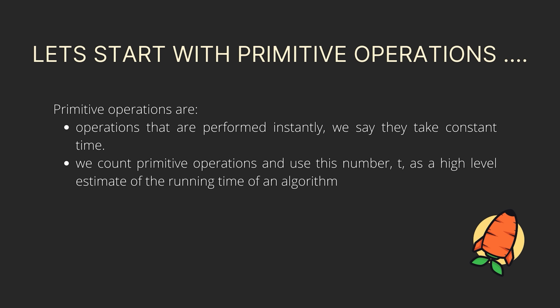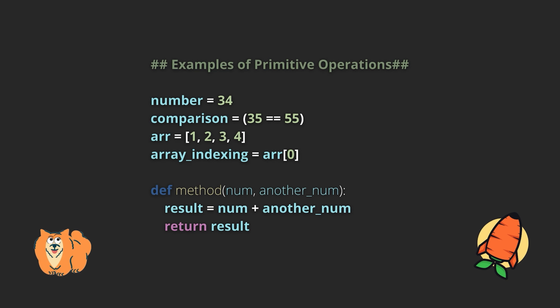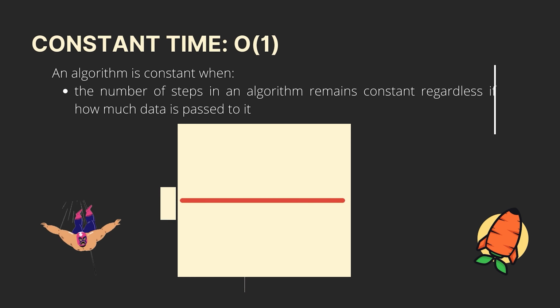Let's have a look at examples of primitive operations. In the first line, we can see that initializing a variable is a primitive operation. In the second line, performing a comparison between two different values is also a primitive operation. Initializing an array with a specific set of values is also a primitive operation, and so is array indexing. That means accessing a specific index of an array. In the method, we can see that performing an arithmetic operation is a primitive operation, and so is returning a value.